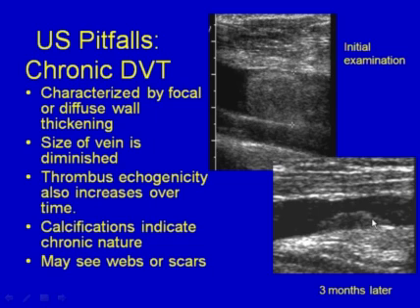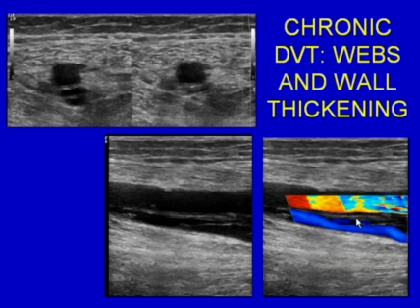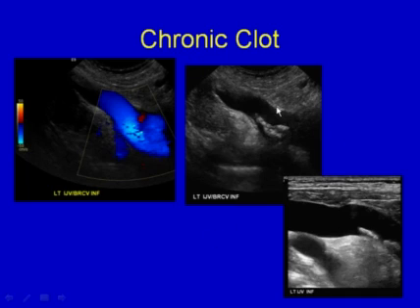a chronic DVT. You're more certain of this if you can see more contraction of the vessel or if you see calcification or webs or scars. So here's a patient actually with some slightly calcified or a very echogenic web within the vessel. So this is certainly a chronic DVT. This patient does not need to be anticoagulated. Here's another patient with a clot that has calcium in it. So this again should be a chronic clot.